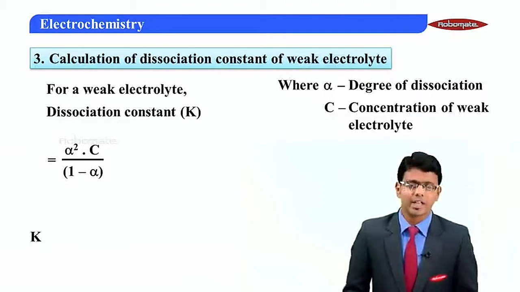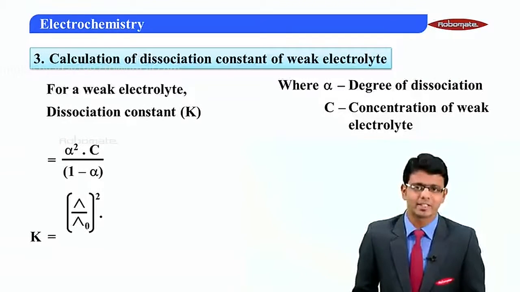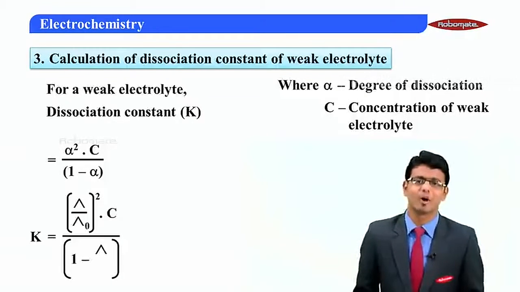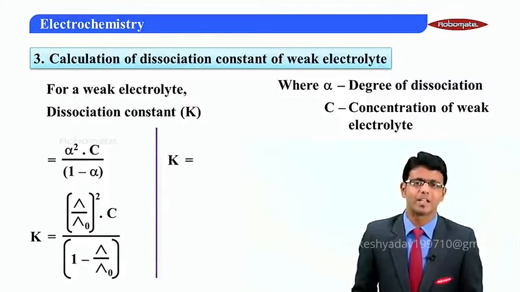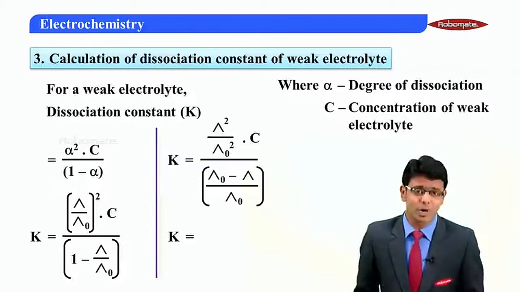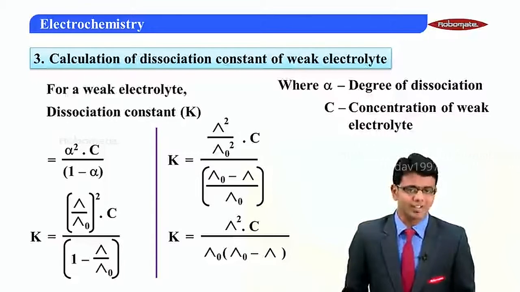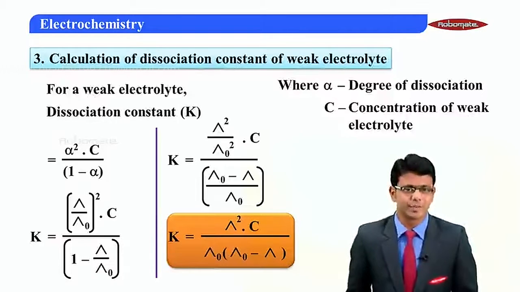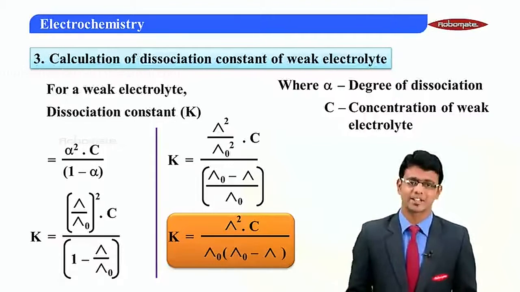Here K is equal to (lambda upon lambda naught) whole square times C upon 1 minus lambda upon lambda naught, isn't it? Simplifying this equation mathematically, what do we get? The final equation: K is equal to lambda square C upon lambda naught into (lambda naught minus lambda). So using this equation, we can determine the dissociation constant of a weak electrolyte.